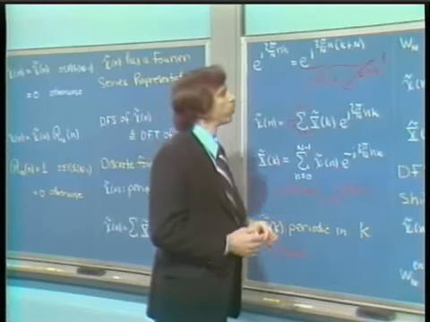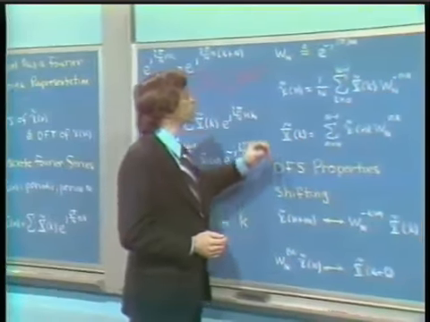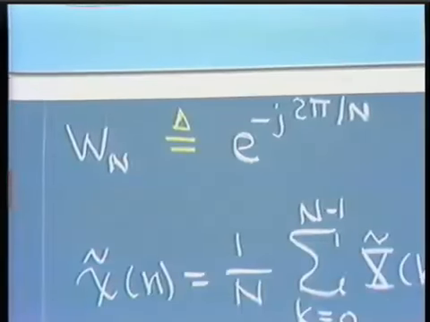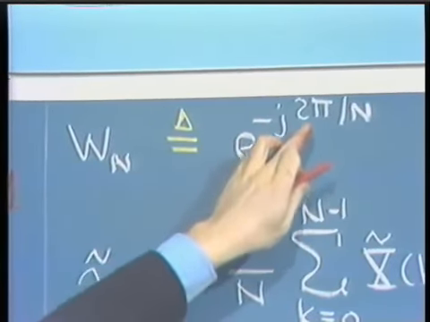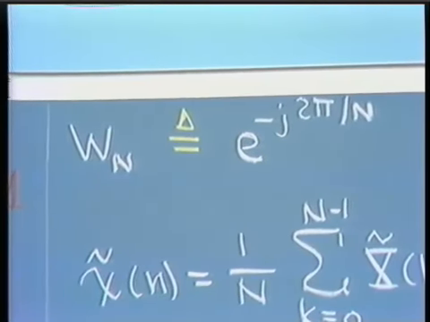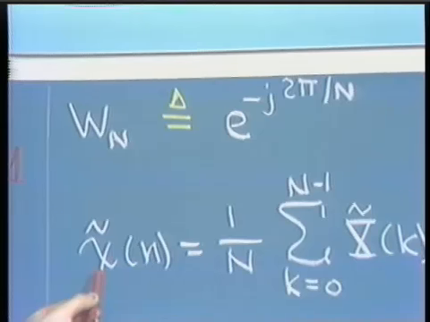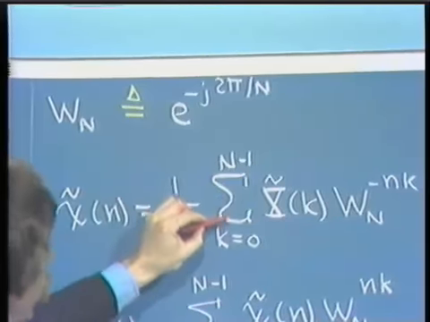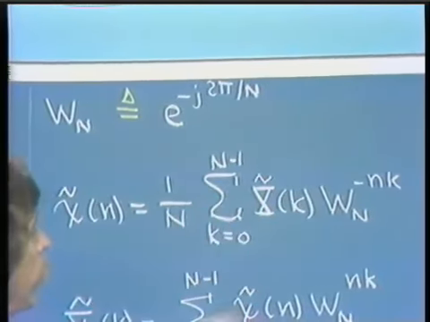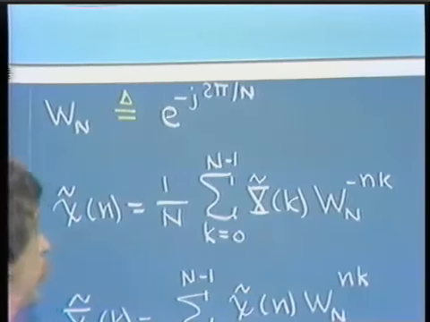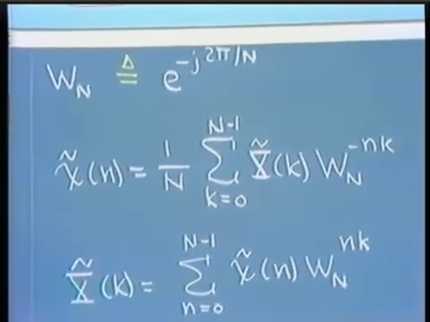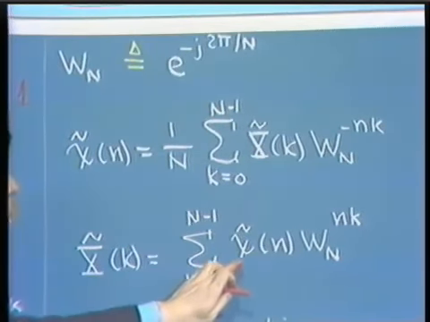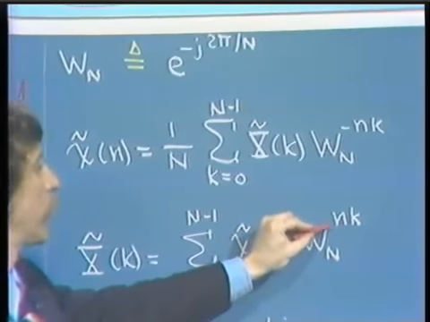Let me finally rewrite it one other way, which just introduces some notation that's convenient. Let me define W sub capital N as e to the minus j 2 pi over capital N. In that case, rewriting the Fourier series, we have x tilde of n is 1 over capital N, the sum of capital X tilde of k, W sub capital N to the minus nk, and the Fourier series coefficients expressed in terms of W sub capital N is the sum of x tilde of n, W sub capital N to the nk.